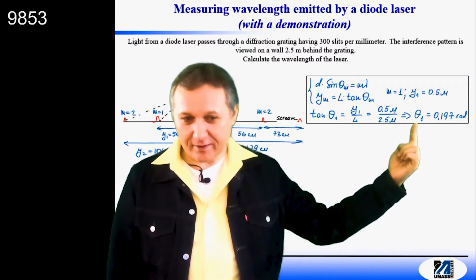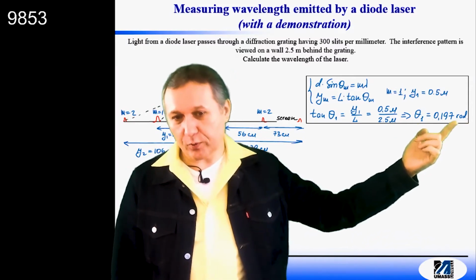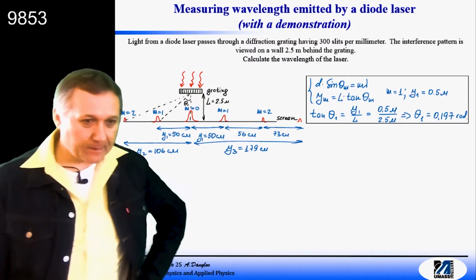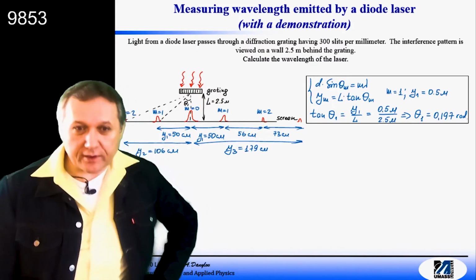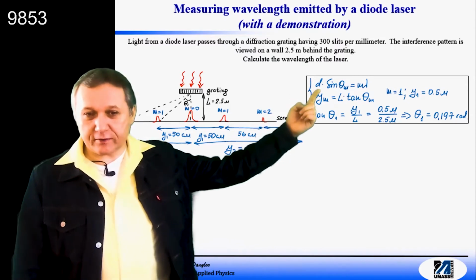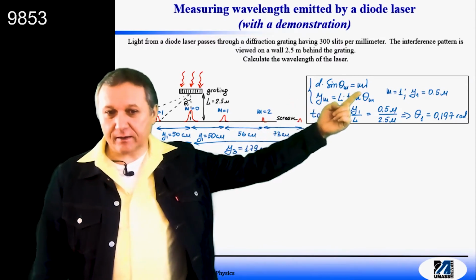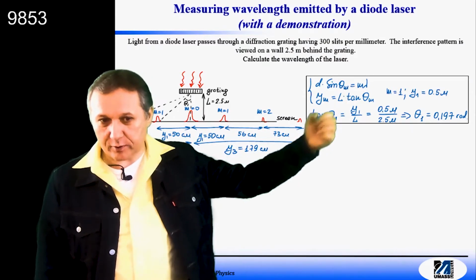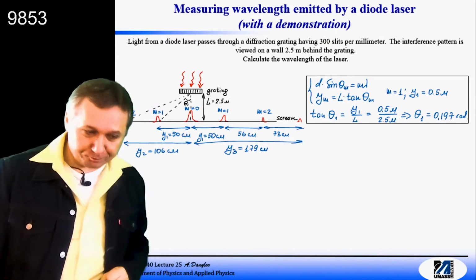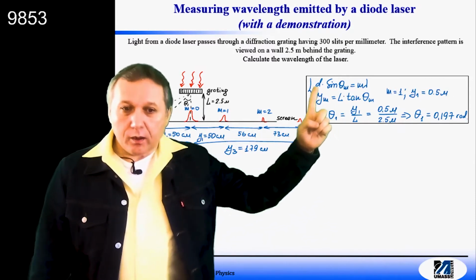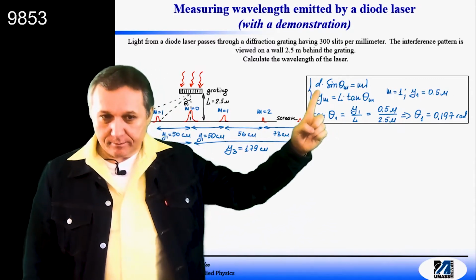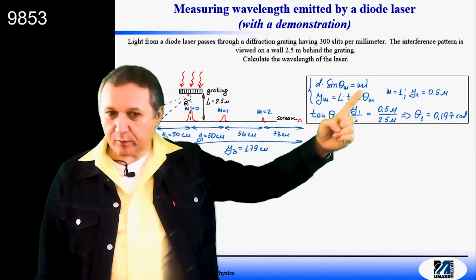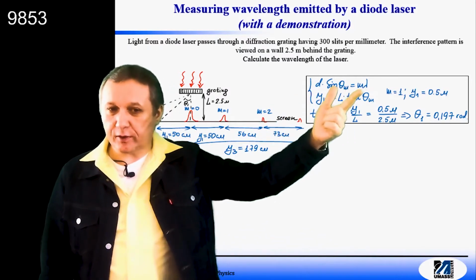So angle theta 1, I used radians, is 0.197, almost 0.2 radians. Of course, the next step should be to use this first formula, d sine of theta 1 equals lambda, because m equals 1. But what about d? We measured the angle, so we can plug it in, m equals 1, so basically we're almost ready to calculate the wavelength.